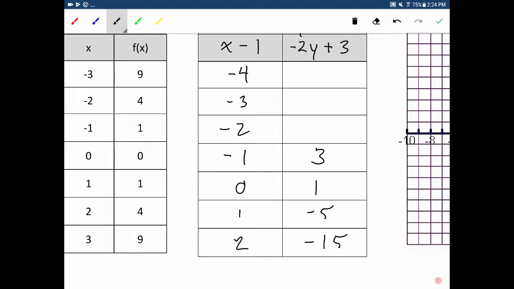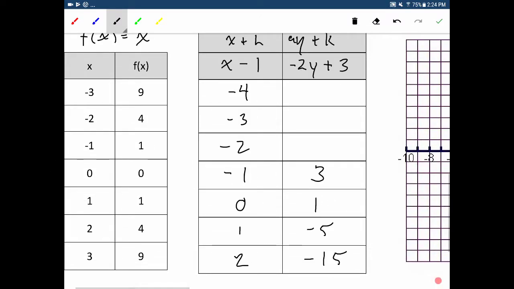All right. And then we can do this the other way. These are all going to be the same because, of course, the y values were all the same. From here on, the y values were the same, so they're going to be the same this way, too. Okay, so you're going to get 1, negative 5, negative 15. So there we go.